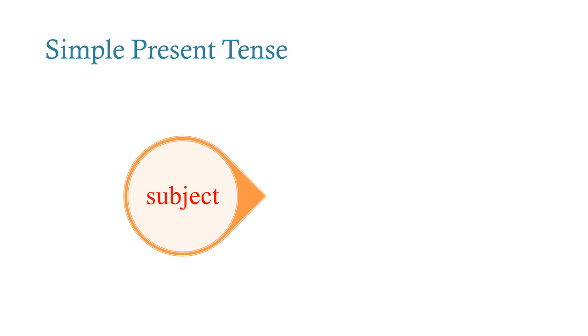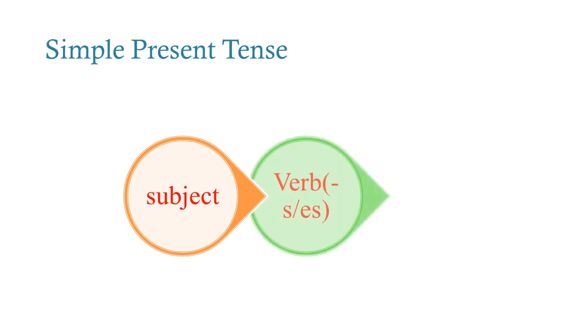So let's see the formula: subject, verb, s or es is optional, and the remaining part of the sentence. It may be an object or complement, that is object complement or subject complement.